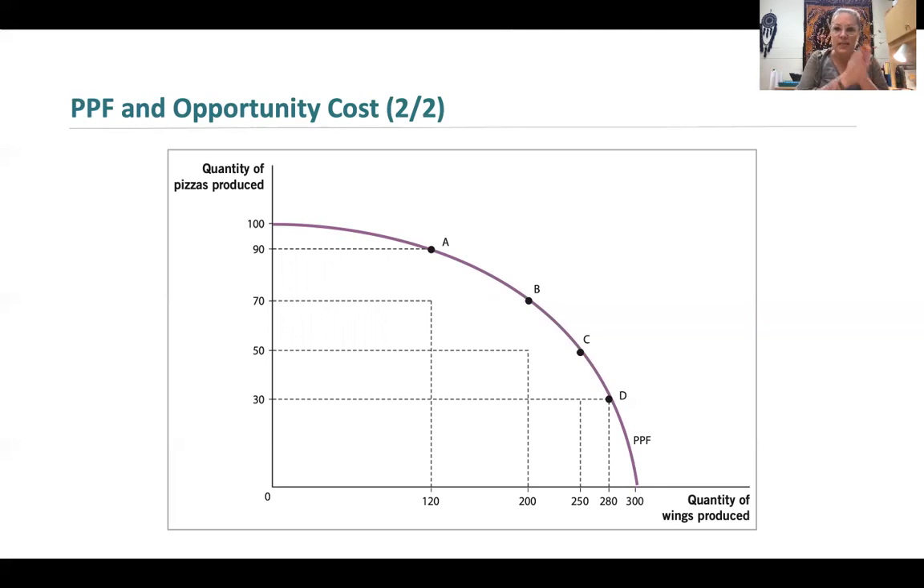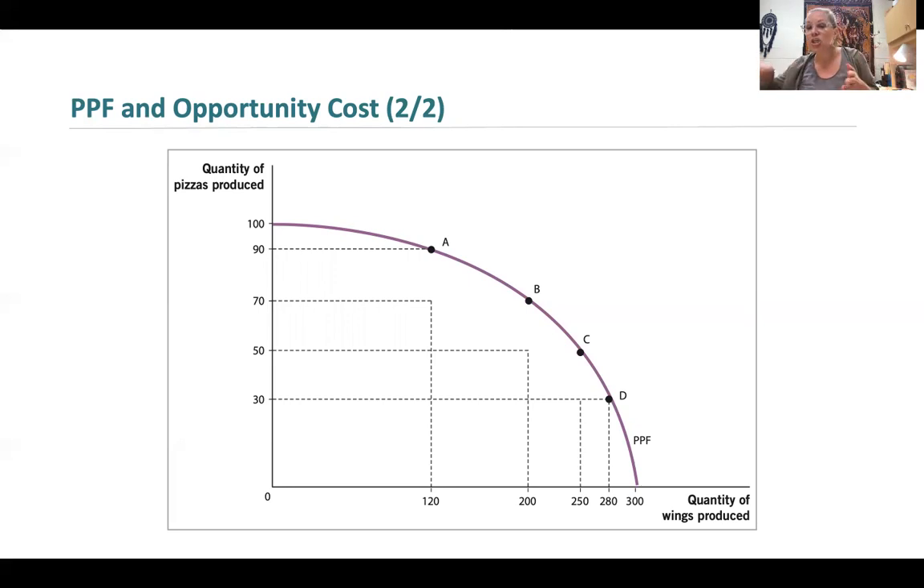And so as we begin to shift our resources away from pizza towards wings, at first, we're going to take the people who are not so good at producing pizza, right? And we'll say, okay, you make wings instead. So because they were not so good at producing pizza, when we reallocate them towards the task of making wings, we're not really going to be giving up much pizza.